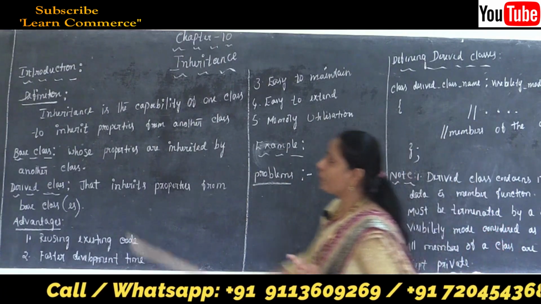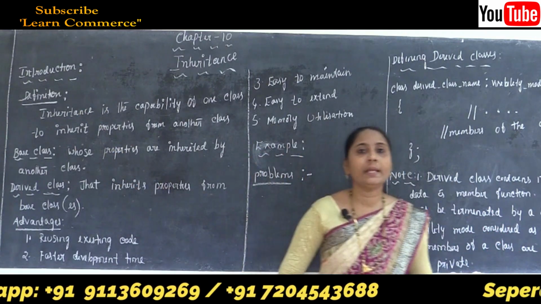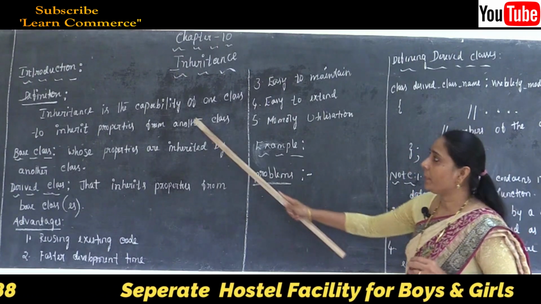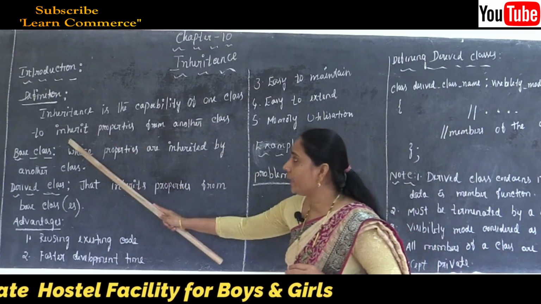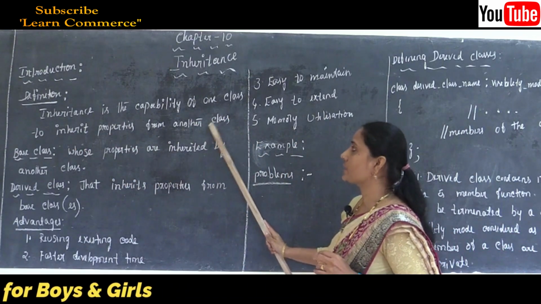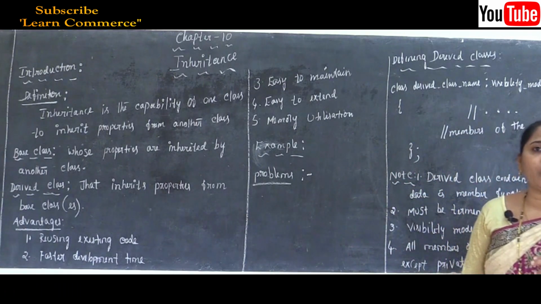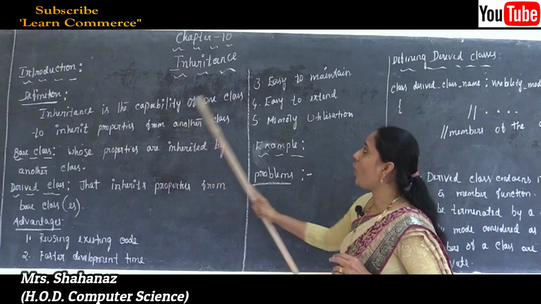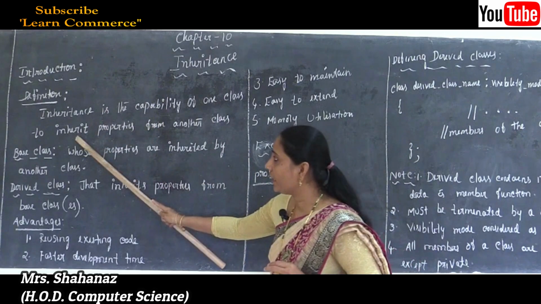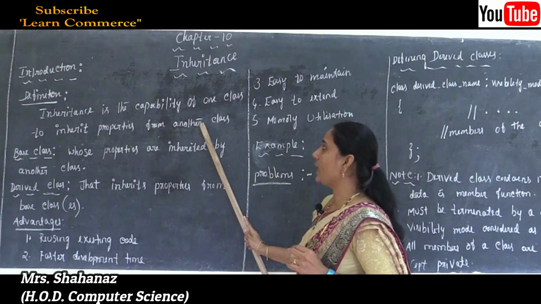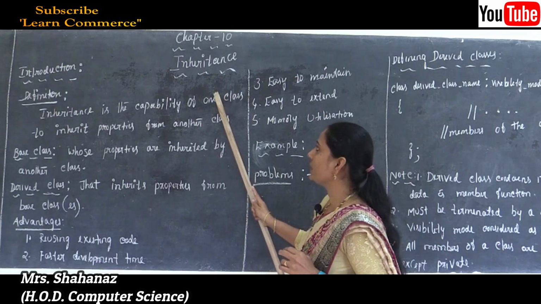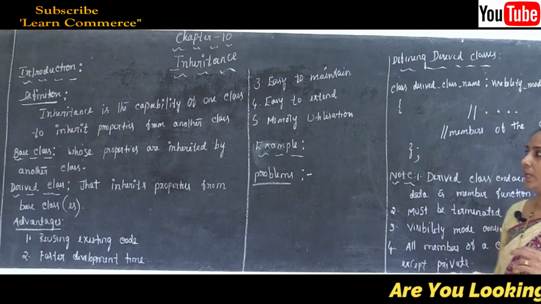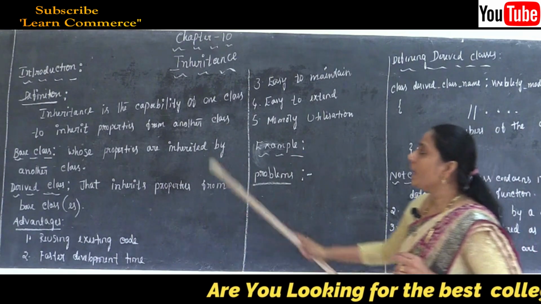Now let's see the definition, or the meaning, of inheritance. The meaning of inheritance is the capability of one class to inherit the properties from another class. So inheritance is the capability of our derived class to inherit the properties from the base class. Why? Because by using the base class we construct one new class. So this is the meaning of inheritance.